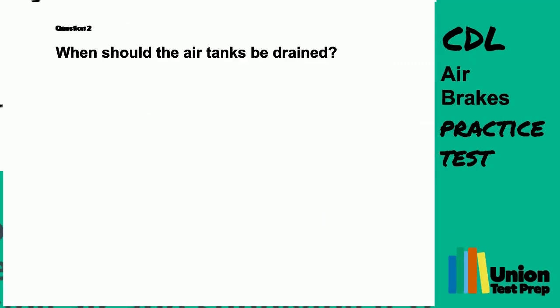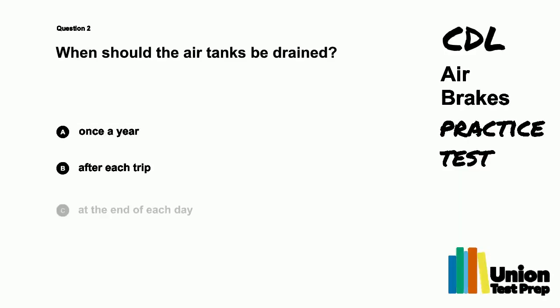Question 2. When should the air tanks be drained? A. Once a year. B. After each trip. C. At the end of each day. D. Only if the warning light comes on.